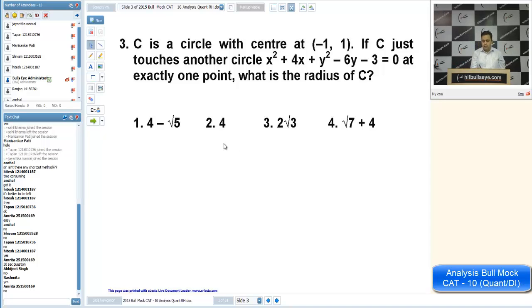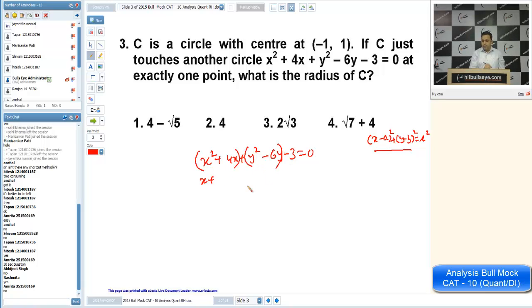Now the second circle is x square plus 4x plus y square minus 6y minus 3 equal to 0. We can transform this equation into the standard form, which is x minus a whole square plus y minus b whole square equal to r square, or simply we can also find the center and the radius of the circle by using coordinate geometry. Now to convert this equation into the standard form, I will complete the square with these terms.